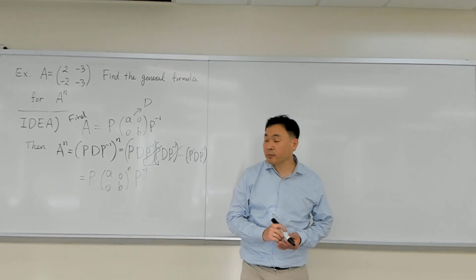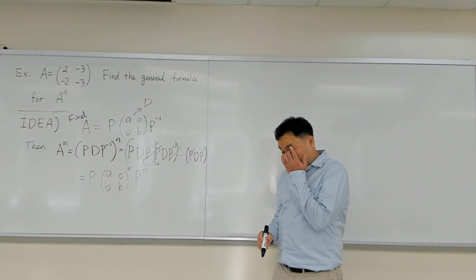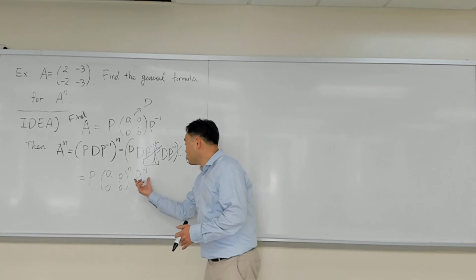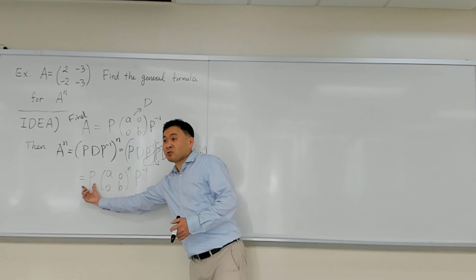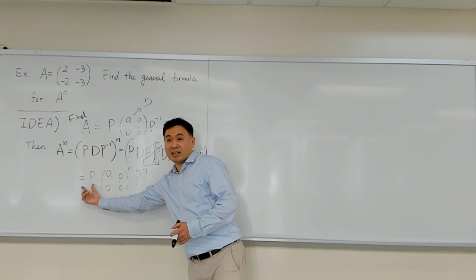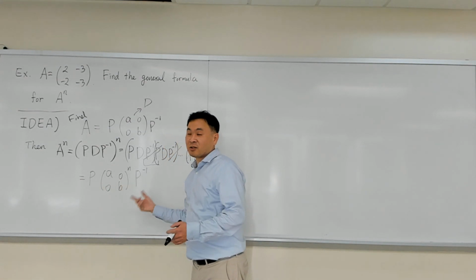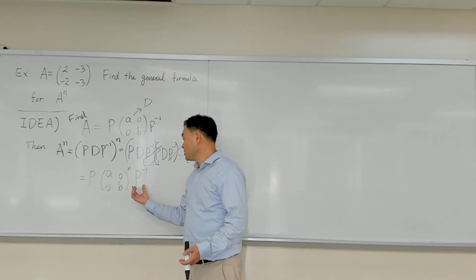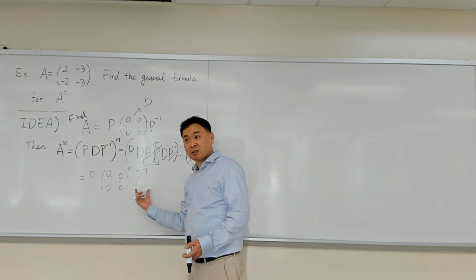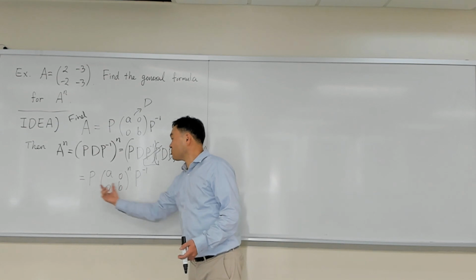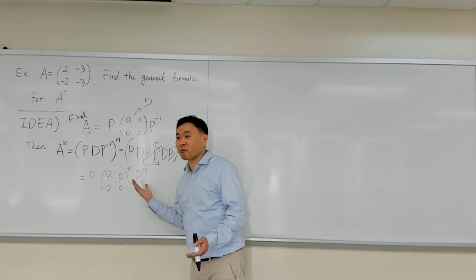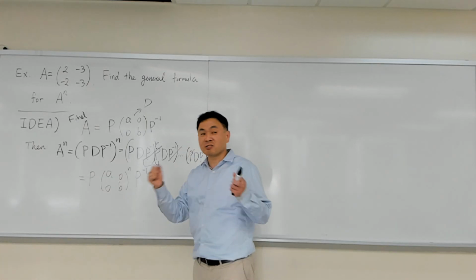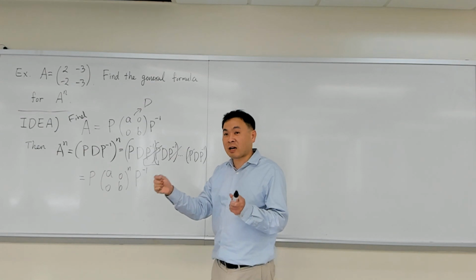Now, question: can you cancel this P inverse with this P also? Why not? Because matrix multiplication is not commutative. If matrix multiplication was commutative, you could switch this around and get an even simpler answer. But unfortunately, because it's not commutative, these two still survive at the end.